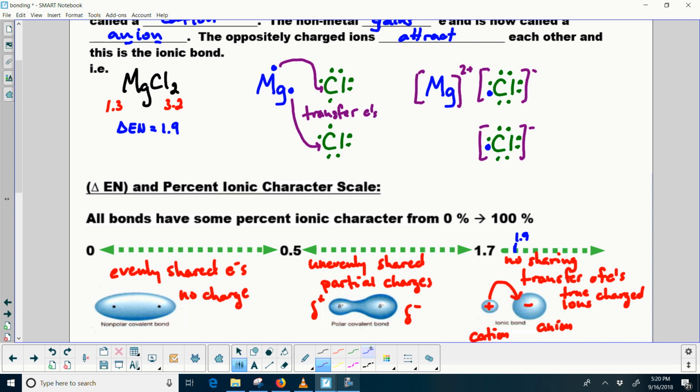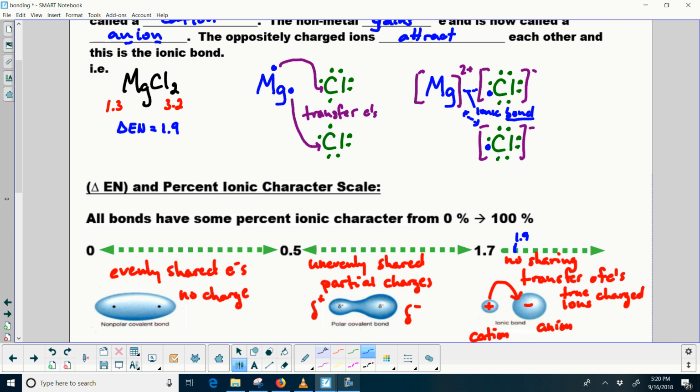So what we have here is we've got these cations and anions, and the ionic bond is actually the attraction between the anions and cations. So this in here would be the ionic bond. So you're not sharing electrons in this bond. This bond is simply due to the opposite charges attracting each other.